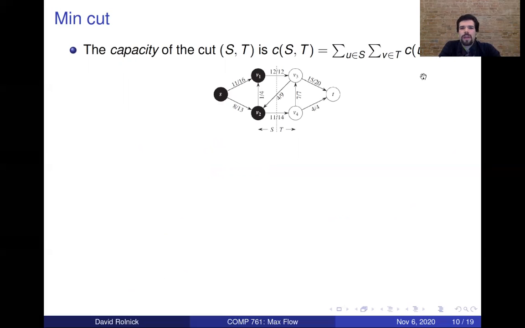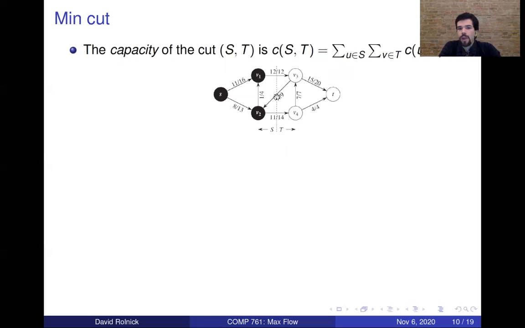Now we're going to talk about the capacity of the cut. The capacity of the cut is based upon the capacities of the edges going across the cut. But it's only going to be the sum of the capacities of everything going one way across the cut, from S to T. So here, the capacity of the cut is 12 plus 14. This 9, which is the capacity of an edge going backwards, doesn't matter.